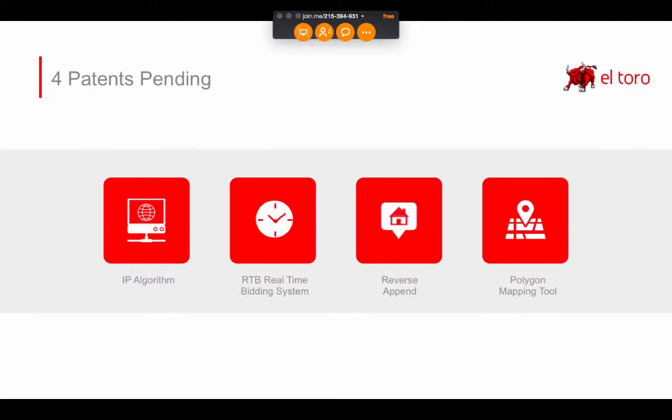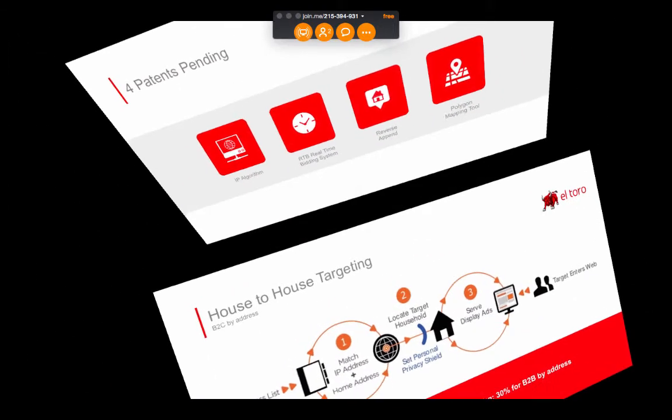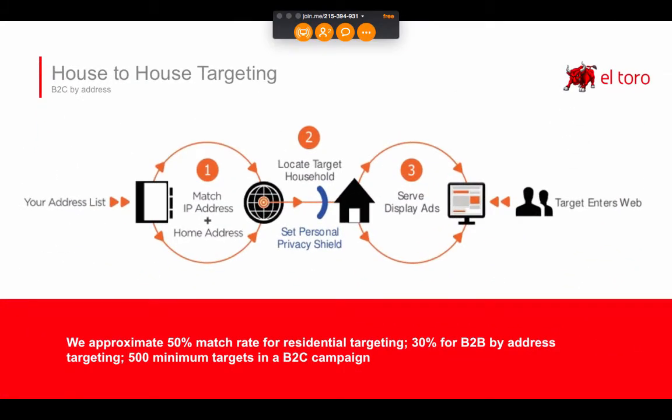So this is what we use a lot with our captive audience product, which I'll talk a little bit more about in a second. But to talk about what our forte, our bread and butter is, that is our B2C or house-to-house targeting. And at the very simple level, what we do is we take that physical address list, which is a last name, an address, and 5-digit zip code. We run that through our algorithm and come back with a match rate. We approximate that for residential campaigns will match about 50%. So if you send us a list of 100,000 people, we'll map about 50,000 of those.